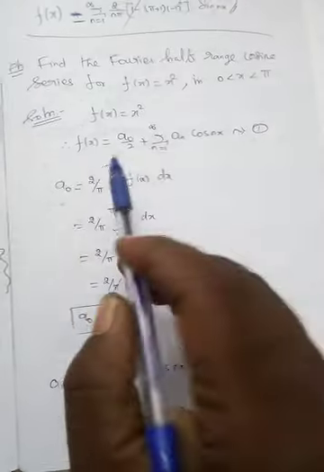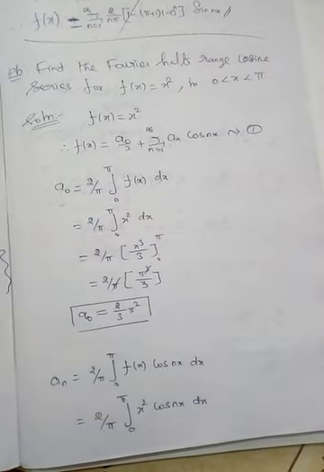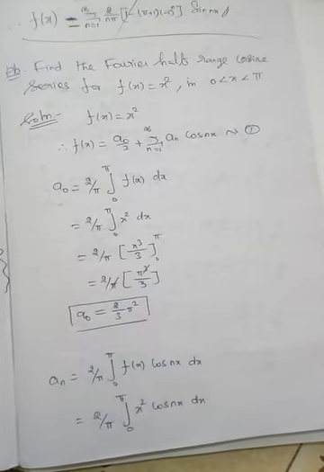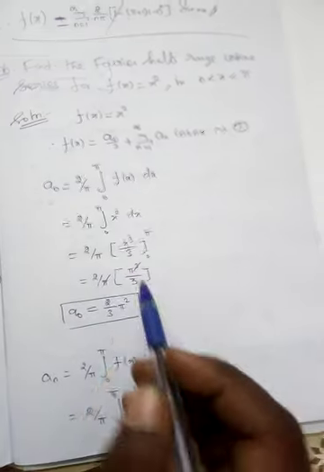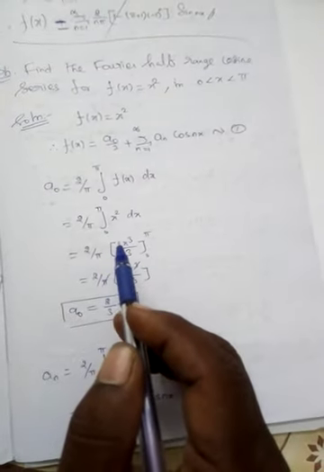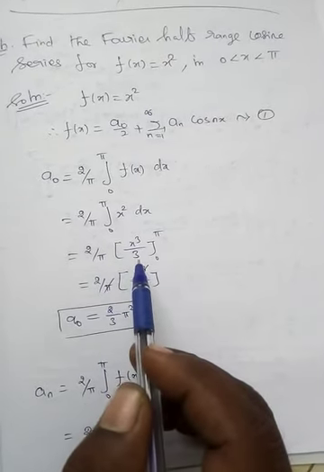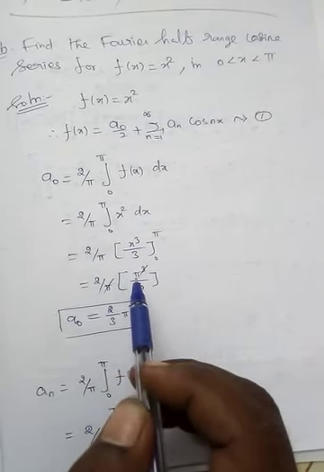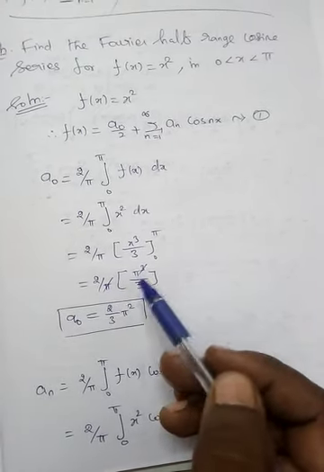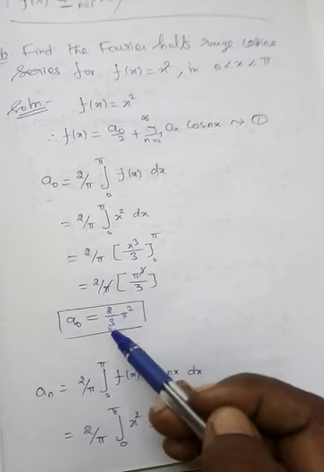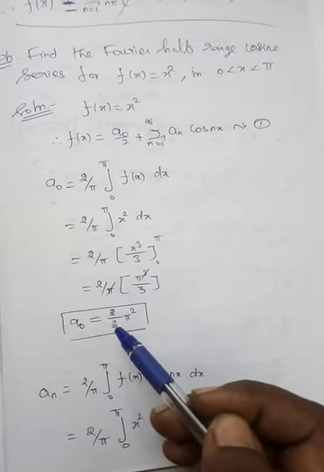Here a0 is equal to 2 by pi, integral 0 to pi f of x dx. This is the respective formula for a0. I just substitute x squared for f of x. Simple integration: x squared becomes x cube by 3, from 0 to pi. So 2 by pi, I replace x by pi, giving pi cube by 3. I can cancel pi and pi cube, so the final result will be 2 by 3 pi squared, or 2 pi squared by 3. This is the answer for a0.